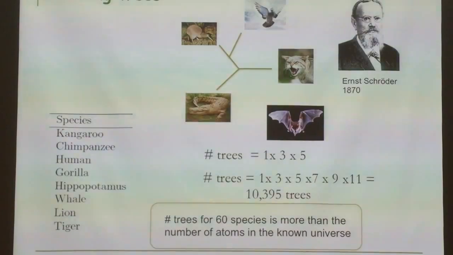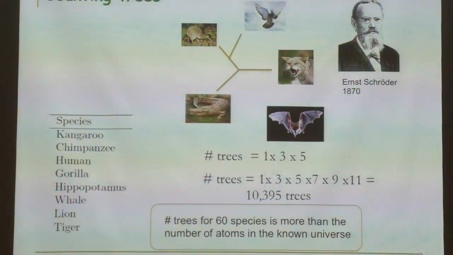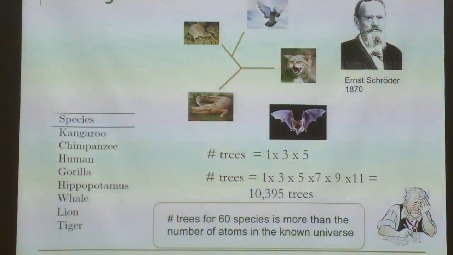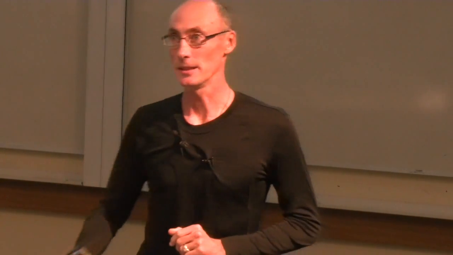The point of this is a really good reason for using mathematics, because you cannot simply look at each possible tree and say, well, how well does that describe my data? You need some clever way of quickly finding some sort of best tree.